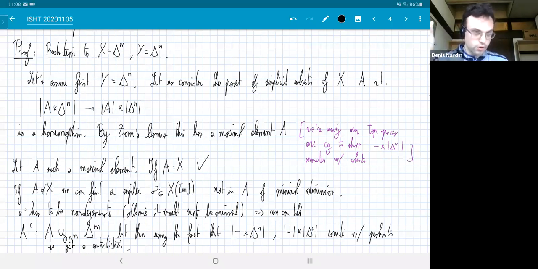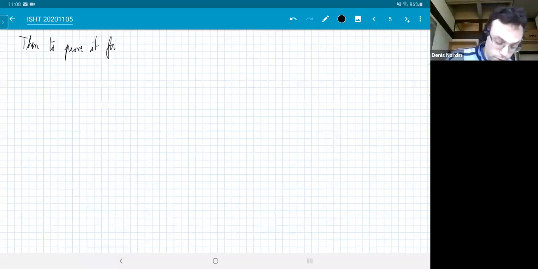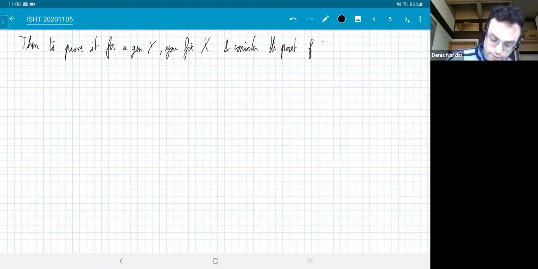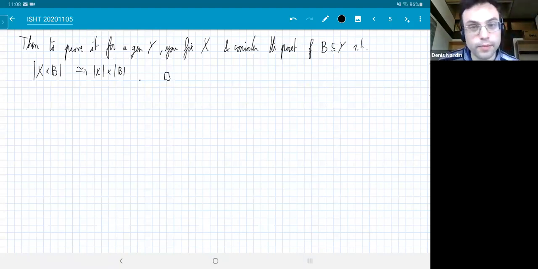And just to quickly say in words, the case of a general Y: to prove it for a general Y, you fix X and consider the poset of B in Y such that X times B goes to the product of realizations by a homeomorphism, and proceed as before. And again, I'm not going to do the case of two simplices, that's just direct combinatoric arguments, as in the case of delta 1 times delta 1.